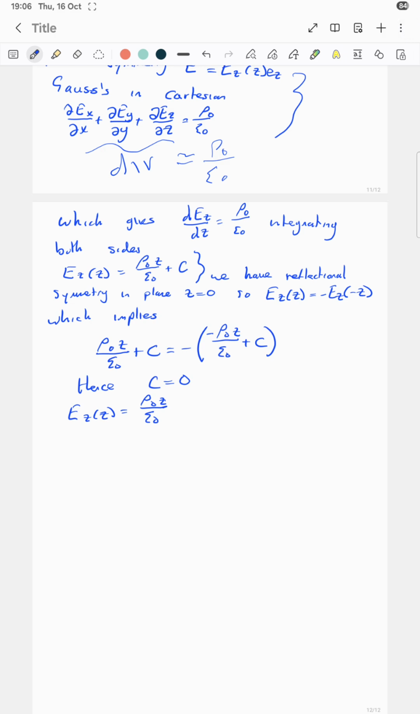We have reflection symmetry at the point z equals 0, so E sub z of z equals minus E sub z of minus z, which implies plus C and plus C here, minus. So sorry, let me just write this out. The minuses would cancel, so both sides are equal, so that means C is 0, and E sub z equals rho naught z over epsilon naught, which is the right hand side of Gauss's law.